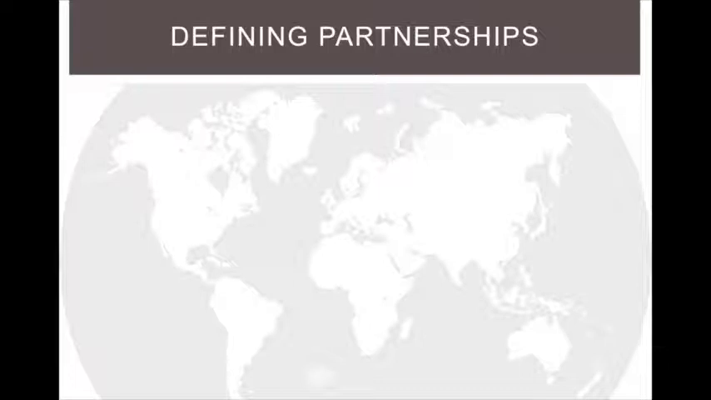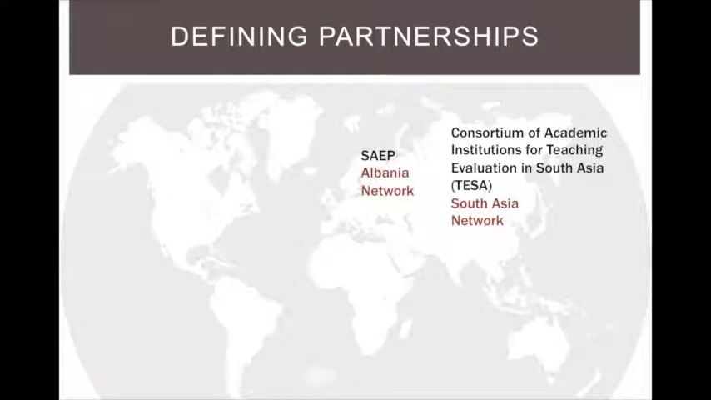So let's look at some examples. First of all, let's take a look at networks. TESA is a network of academic institutions that have come together informally to exchange ideas and learn from each other in order to develop stronger evaluation curricula. SEAP is the Nascent Evaluation Association of Albania, which is now a loose network of people interested in evaluation. They are just beginning to think about how they might get organized. So nascent VOPEs act as networks.